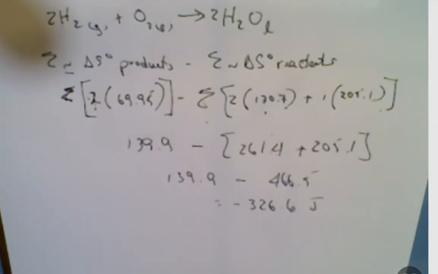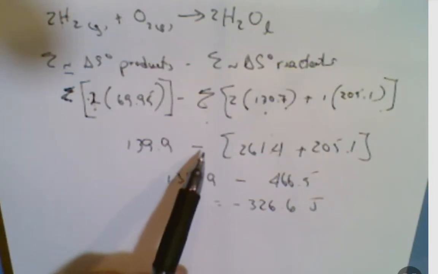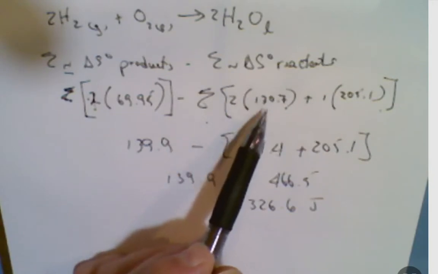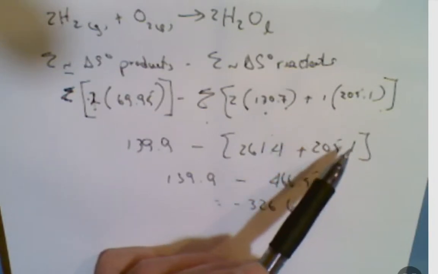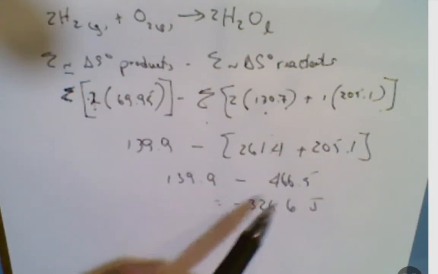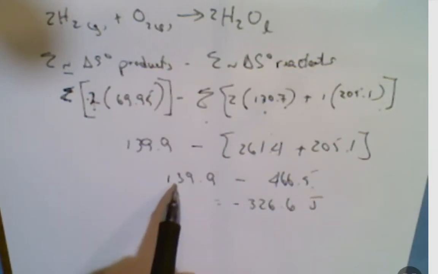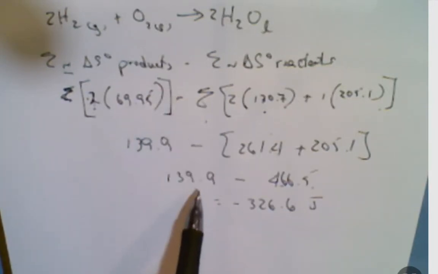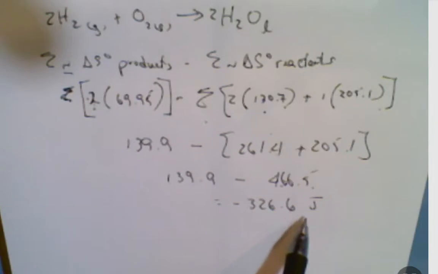All right, so when I do my math, 2 times 69.95, I come up with 139.9. I'm going to subtract from that the sum of my 2 times 130.7, I come up with 261.4, plus my 205.1. So this value over here, add those two together, I get 466.5. And I'm subtracting that, because my equation says I'm subtracting that from my products. So 139.9 minus 466.5 is going to give me a negative 326.6 joules.